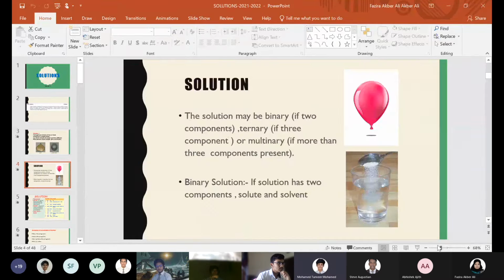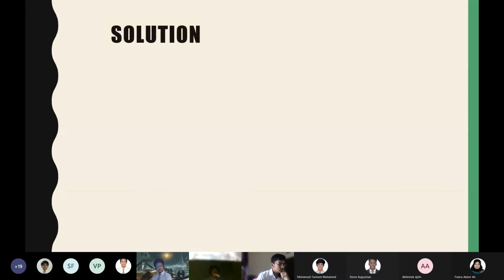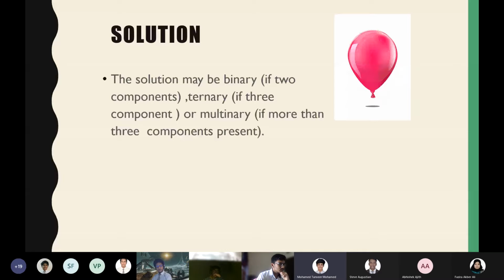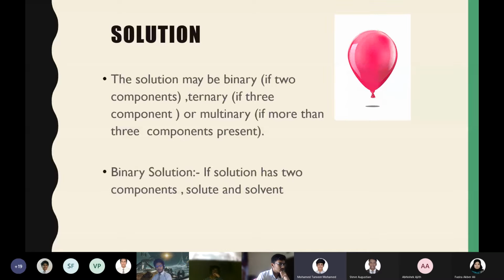What is a binary solution? Ma'am, a binary solution is a solution which has two components, a solute and a solvent. Very good. That means a solution can be made of any number of components, but if it is made of two components, we call it a binary solution.